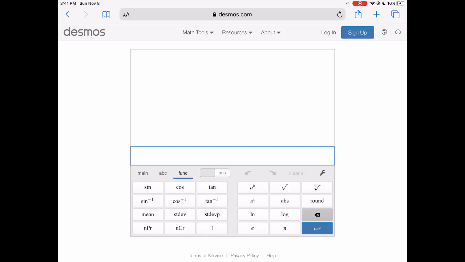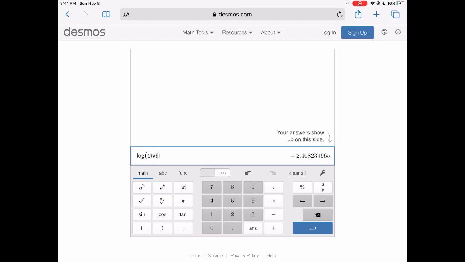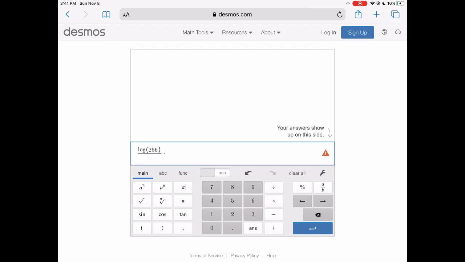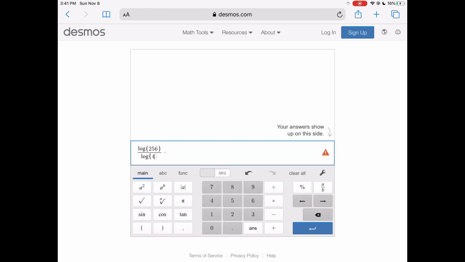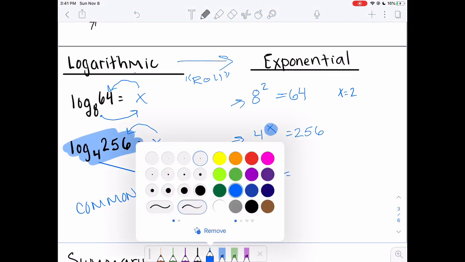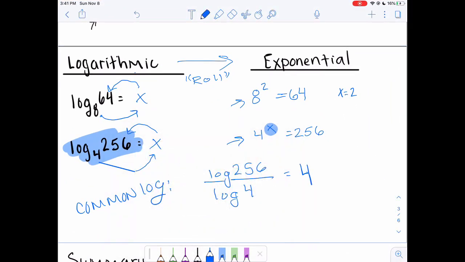Here, when I'm on the calculator, I'm just going to type log of 256 divided by log of 4. And I see my answer is 4. So what that means is that 4 raised to the 4th power equals 256.